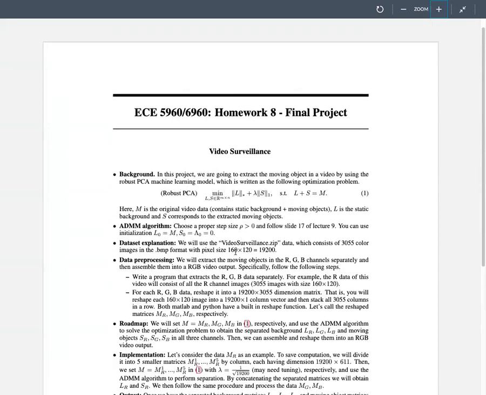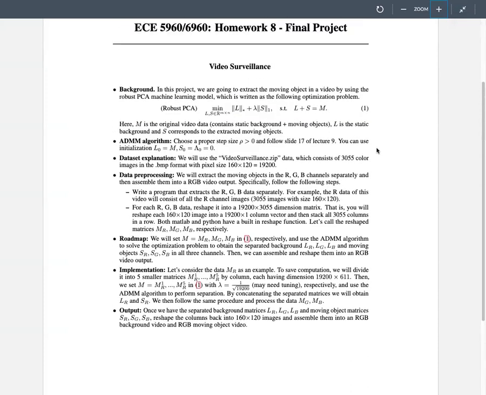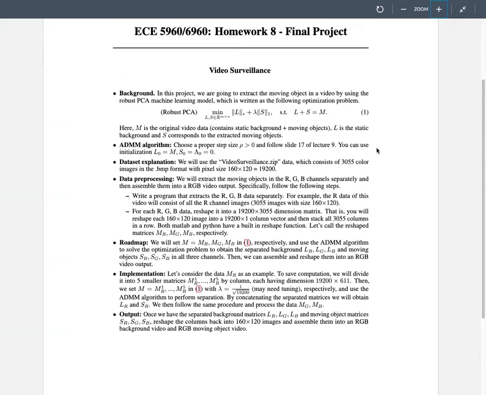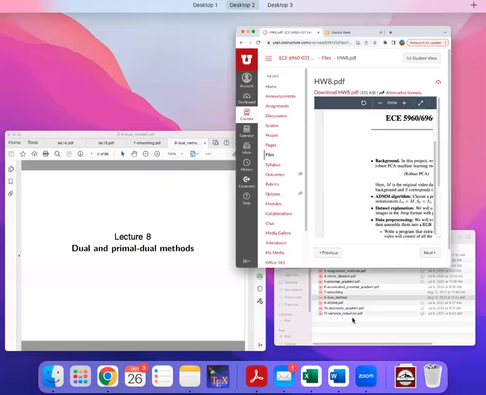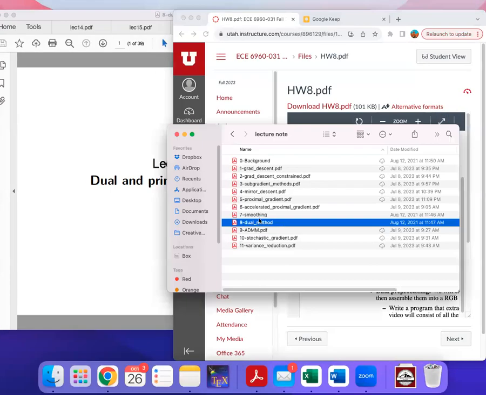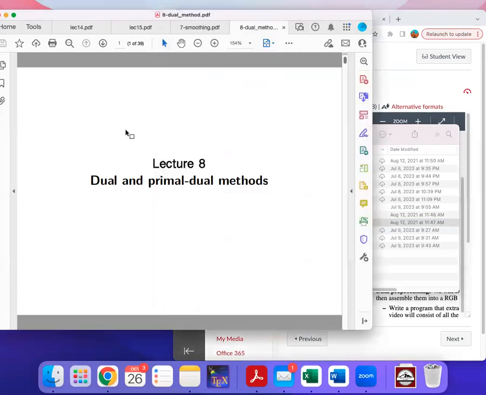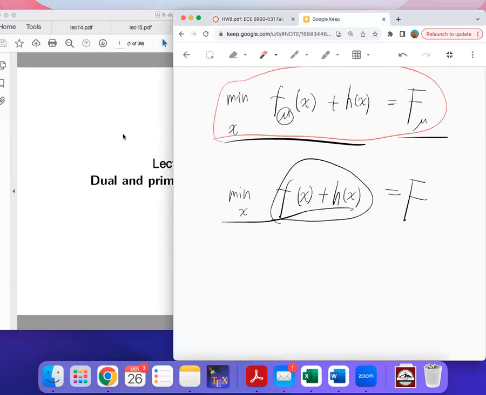Okay. Homework 8 is a big project on video surveillance, but I think for this one we will need the following 2 lectures, lectures 8 and 9. So let's dive into lecture 8.